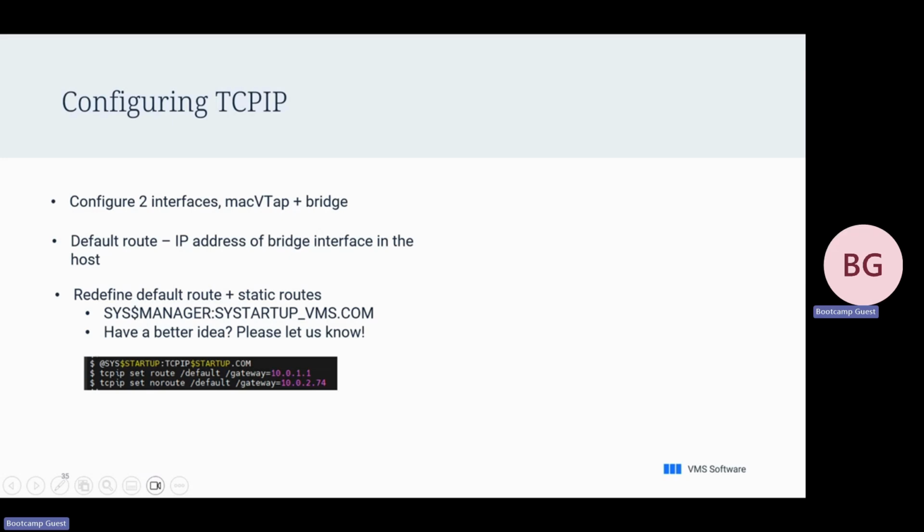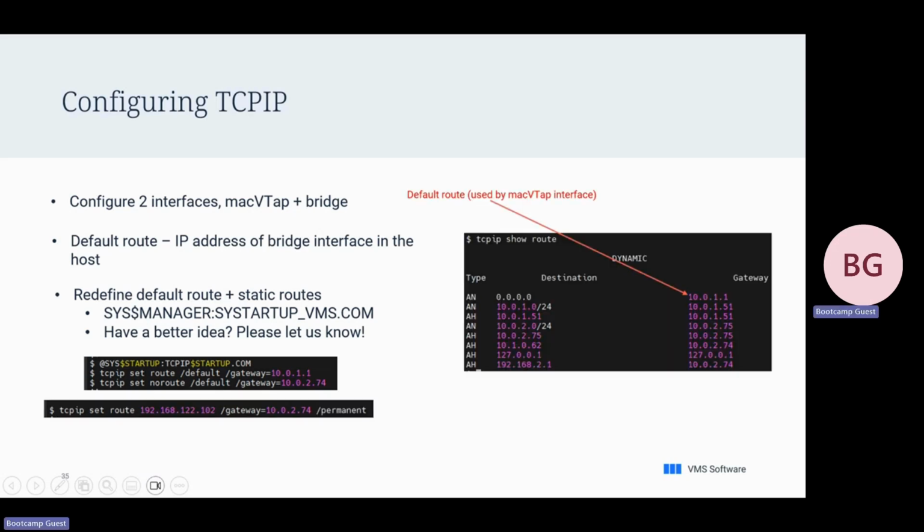10.0.2.74 is for the bridge interface, and then we redefine it to have the MacVTap one. And also here we show, you can see that after you do that in the startup, the default gateway is the one of the MacVTap interface. The static values you have to define are for the other peers, because otherwise there will be no cluster communication. Those WireGuard packets will not be able to come out of VMS.